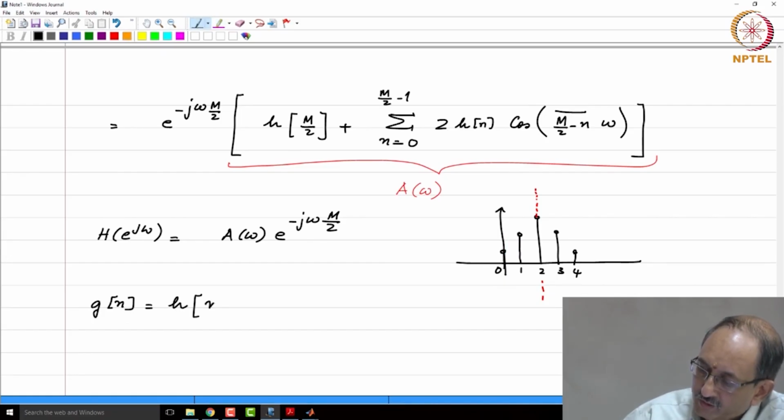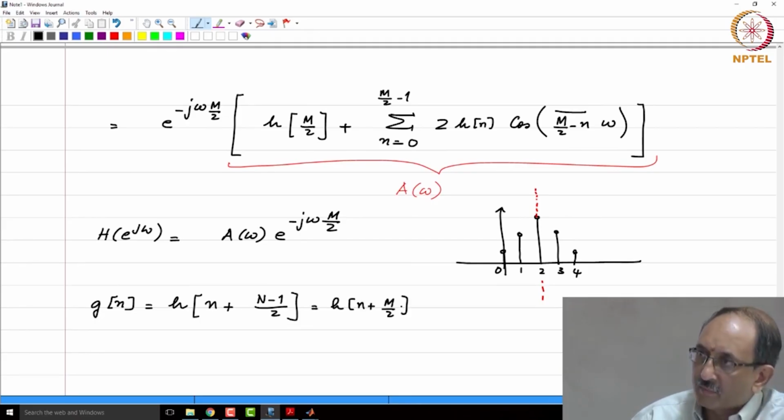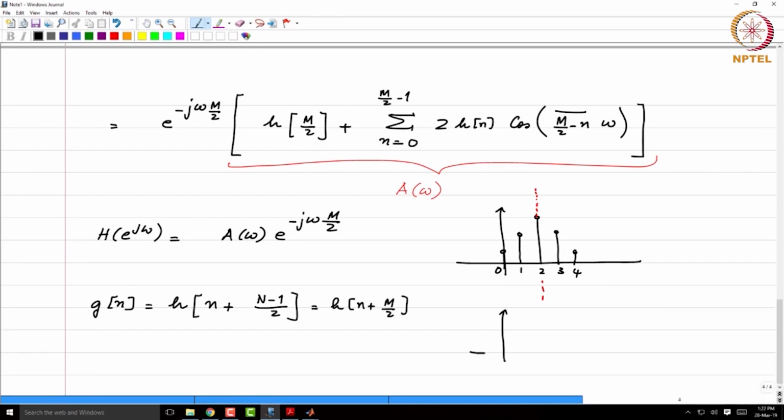Therefore, you are looking at G of n, which is H of n plus n minus 1 by 2, which is the same as H of n plus m by 2, because n minus 1 after all is cap m, and hence G of n is this sequence. Where this sample about which there is even symmetry, which was occurring at n minus 1 by 2, has now been moved to align with n equal to 0.